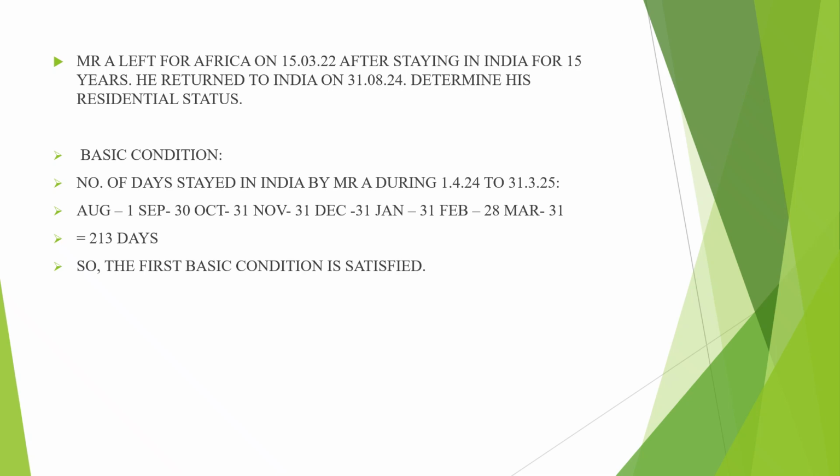And for September, he is in India for all the 30 days, October all 31 days, and similarly for November, December, January, February, March. So he is in India for all these months. Now if we add the number of days, we arrive at 213 days. So our first basic condition is satisfied because he has stayed in India for more than 182 days. So he is a resident. Now we need to move to additional conditions to check whether he is an ordinary resident or not an ordinary resident.